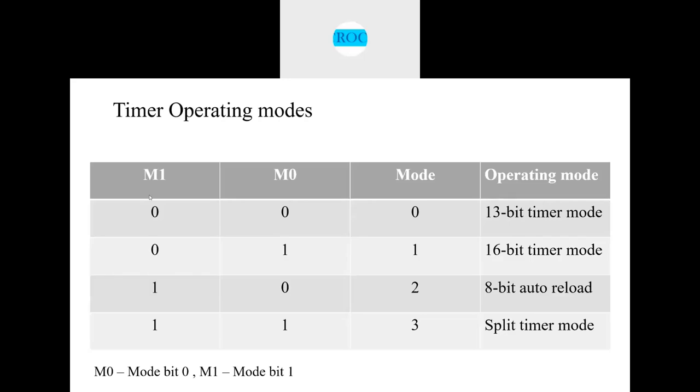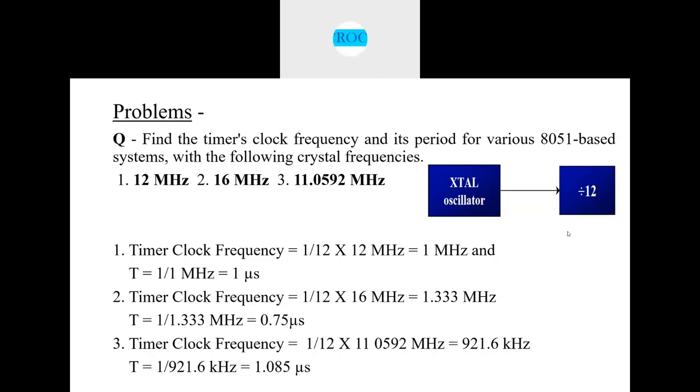And also we studied the mode bits M1 and M0, right? For timer 1 we have these two bits, and for timer 0 also we have M1 and M0 bits. Depending on these combinations, the timer could be operating in mode 0, mode 1, mode 2 and mode 3. What is mode 0 here? It is the 13-bit timer mode here. And we know how to calculate the timer's clock frequency. We saw a couple of problems and how to find the period for that, right?